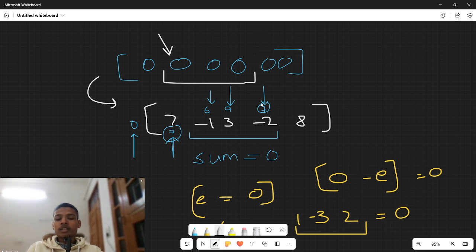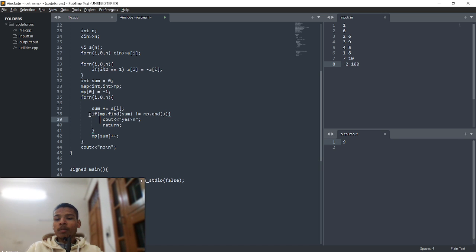Now at this point 7 again comes. This means there is a subarray whose sum is 0. That's why the sum is repeating. Okay. If my sum is repeating, which means there is a subarray whose sum is 0.